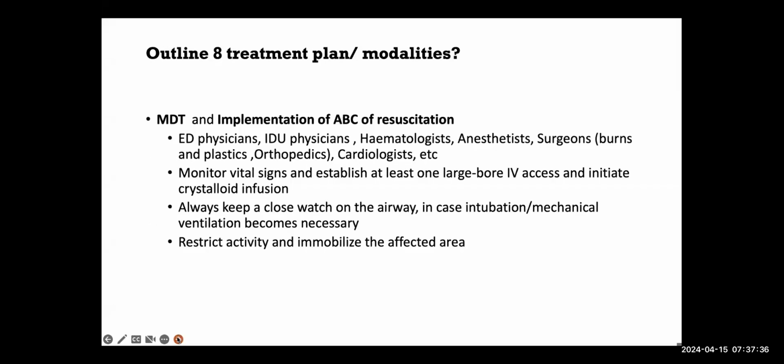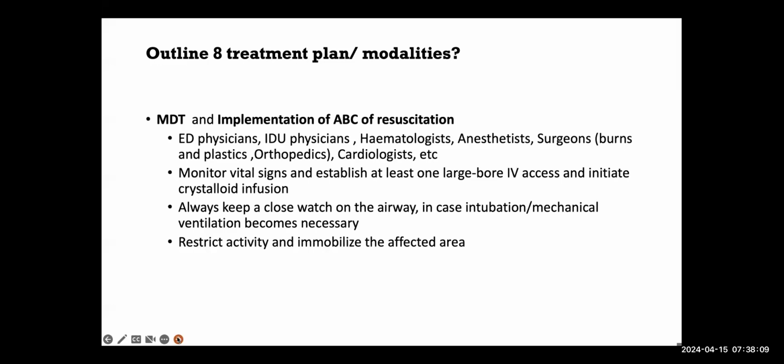So the next question is, outline 8 treatment plan or modalities for this patient. I'd like to start with the first one, which is your multidisciplinary team, which you already have access to: your accident and emergency, which is your emergency care physician, your ICU physician, your hematologist, which I'll mention what all their roles would be, anesthesiologists, your surgeons, which include your plastics and orthopedics doctors, your cardiologists, and other professionals as needed.